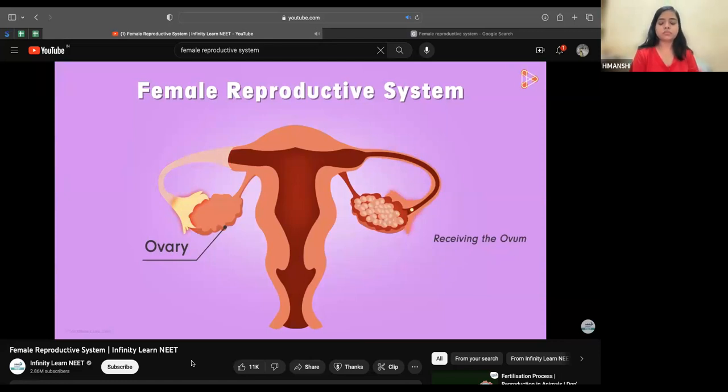But do they have a scientific name? Yes, these finger-like projections are called the fimbriae. The fimbriae help to hold the ovum released and also help to sweep it to the tubes present ahead.